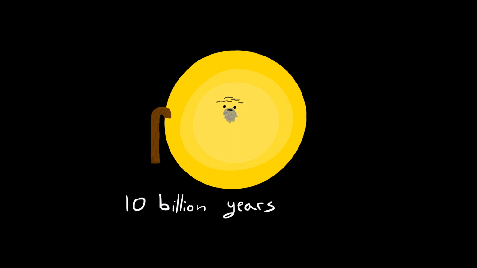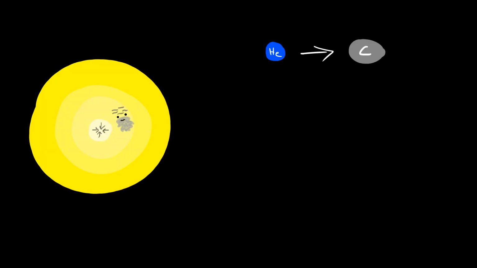Everything has an end, even stars, and we can estimate a star's lifespan. For example, our Sun has an estimated lifespan of 10 billion years. As a star starts dying, it starts to fuse heavier elements as its core contracts. For example, helium into carbon.